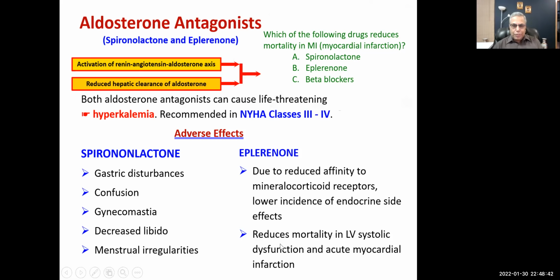Right. So it is written that it reduces mortality in left ventricular dysfunction and in acute myocardial infarction. So B is the correct answer, but C is also correct. In the long run, if you start beta blockers after myocardial infarction, they also reduce mortality. And I previously mentioned 3 drugs, which were metoprolol, bisoprolol, and carvedilol. But obviously from this slide the answer is eplerenone.